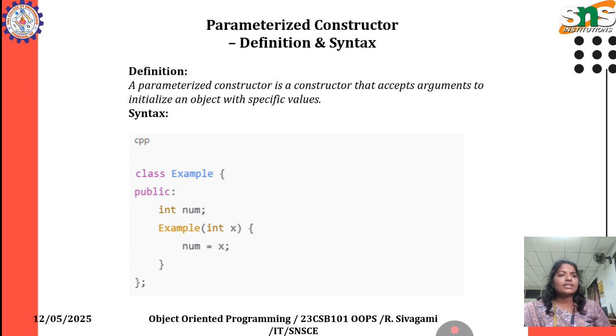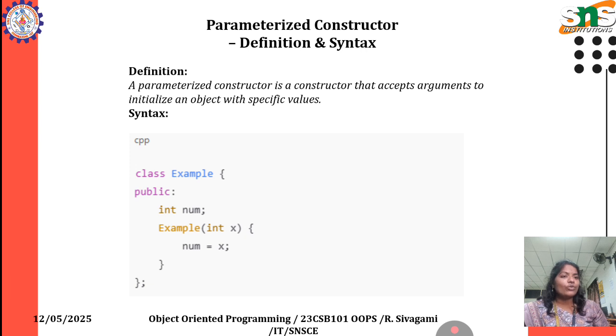The first one we're going to see is the parameterized constructor. The parameterized constructor is a constructor that accepts arguments to initialize an object with specific values. This is called the parameterized constructor. Here I give a simple example.